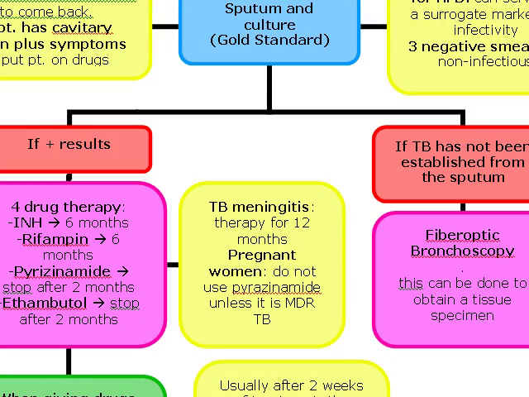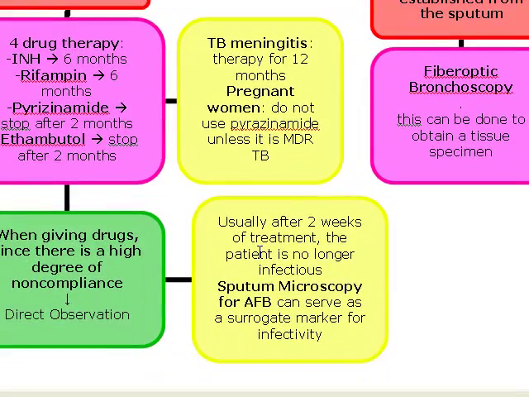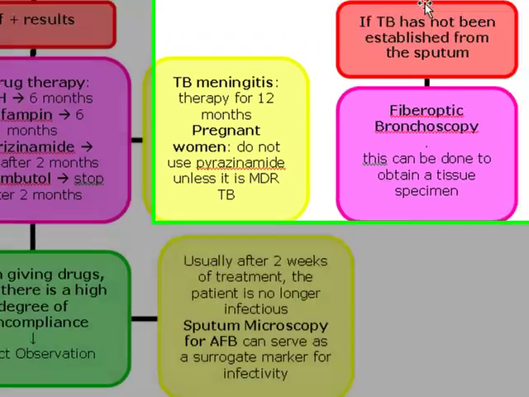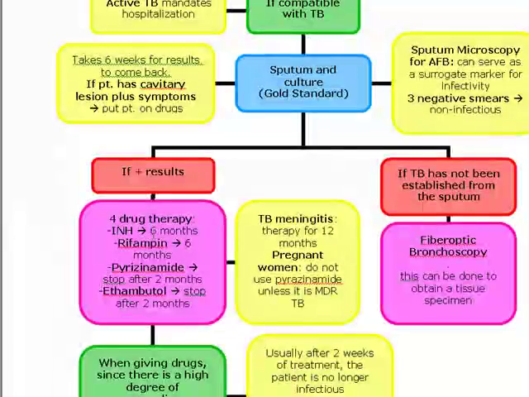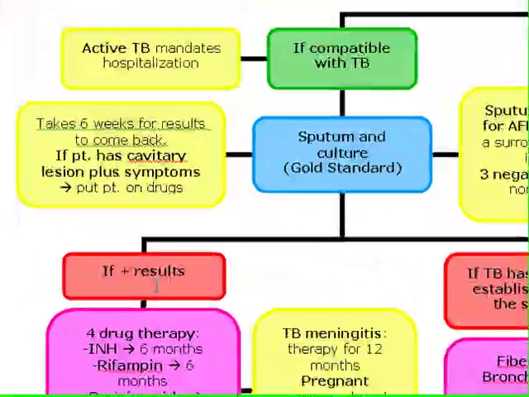So usually we're going to treat these patients for 2 weeks, and the patient's going to no longer be infectious. And if they ask what is our surrogate marker for infectivity, it's going to be our sputum microscopy for AFB. And remember, it's going to take us 3 negative smears before we can say they're non-infectious. So that's how we work it up if they have positive results.